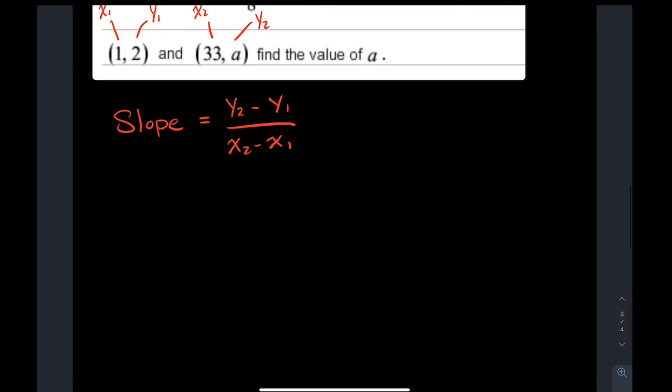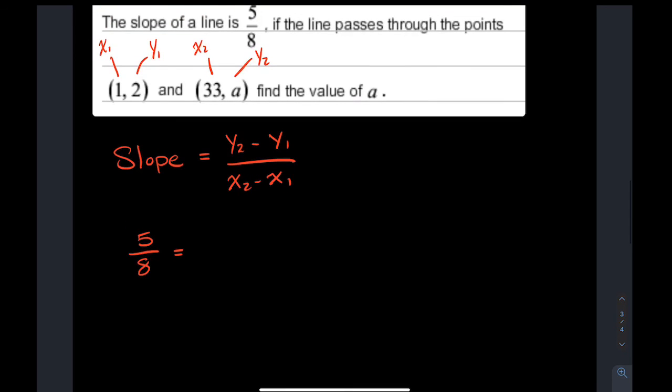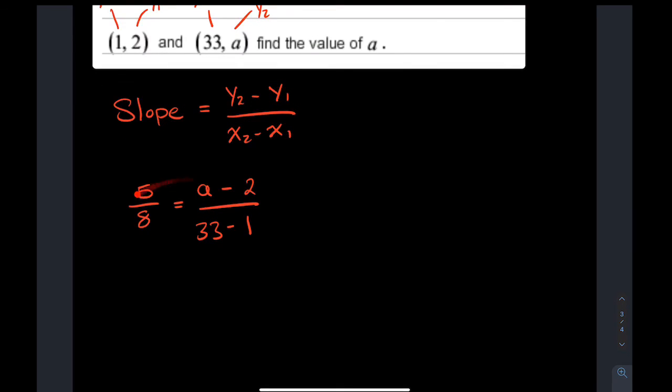So let's do this. So our slope is actually 5 over 8. 5 over 8 equals y2. What did we say y2 was? Well, y2 we said was a. So let's just plug that in. A minus y1, which is 2, over x2, which was 33, minus 1. So this might look ugly. You might be freaking out saying this is not possible to solve. But let's do this just using the low-hanging fruit. Simplify what is easiest to do right off the get-go.